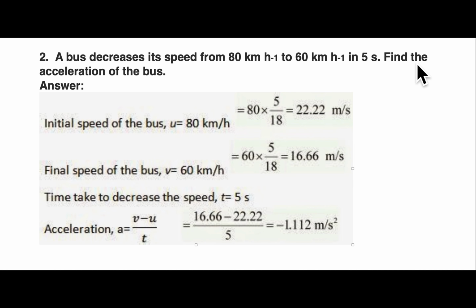What we have to find out? We have to find out acceleration. Acceleration का formula क्या होता है? a is equal to v minus u upon t.